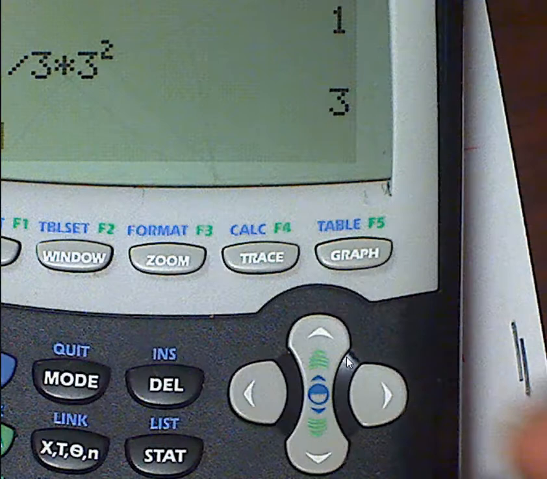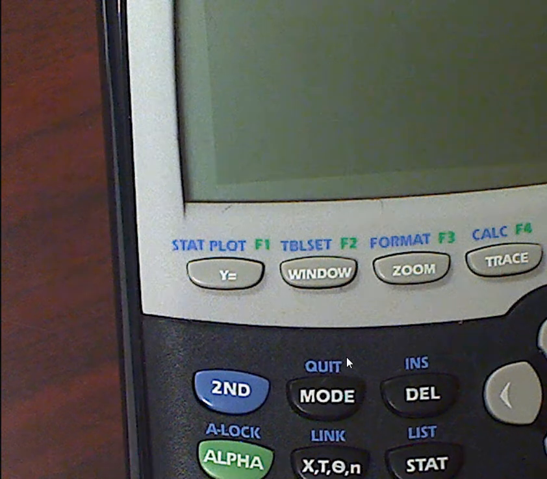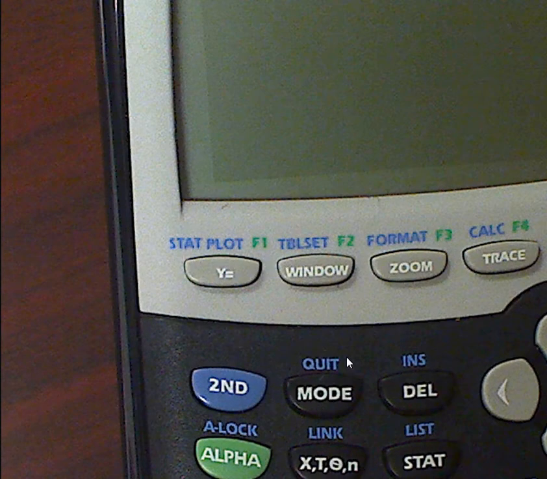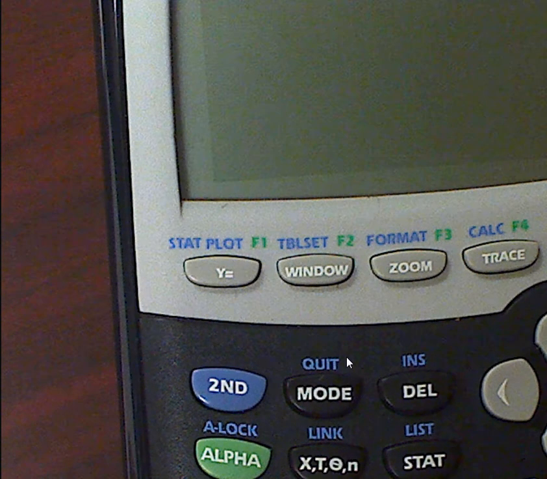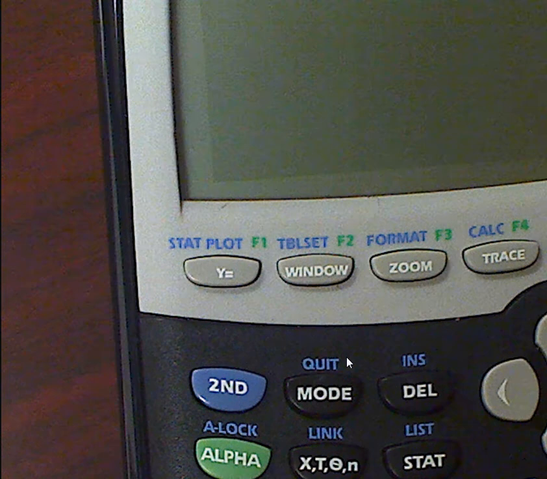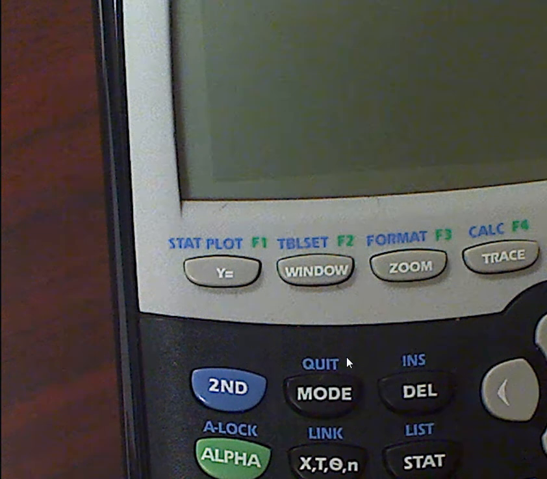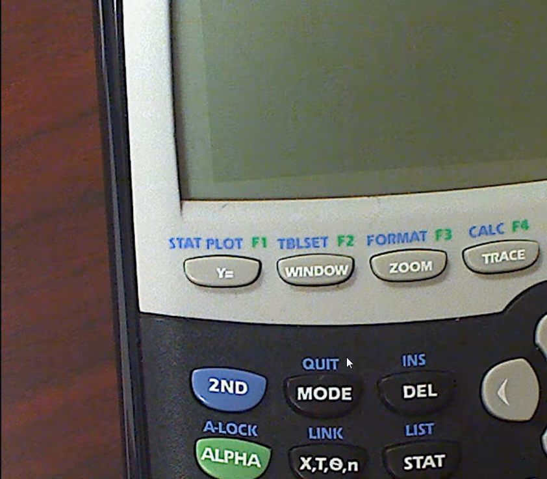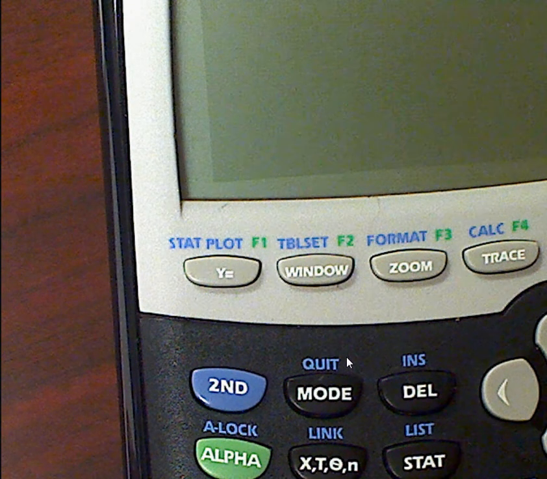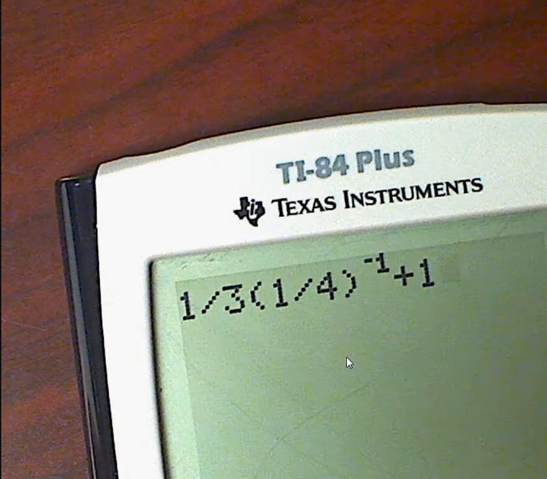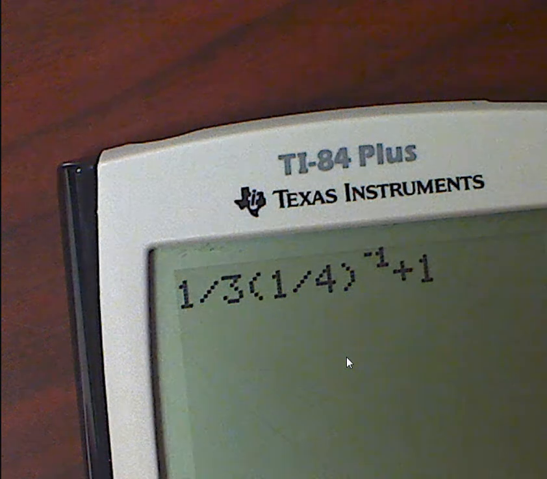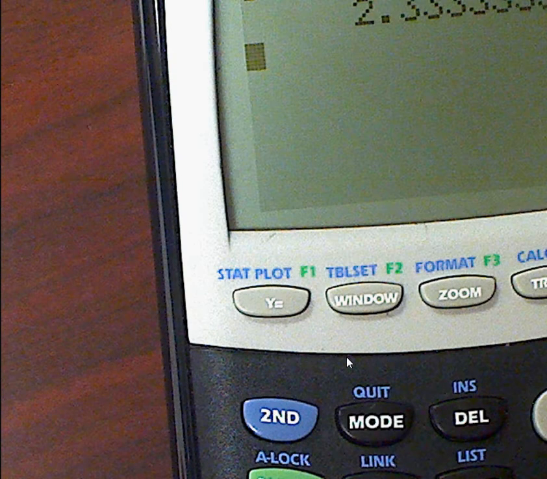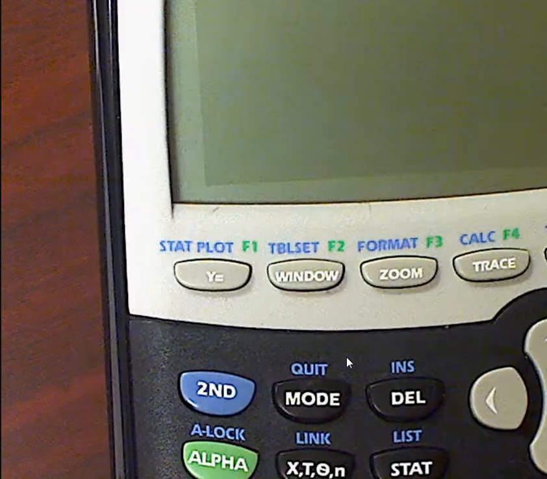Let's see what happens. So 1 divided by 3, I got parentheses, 1 divided by 4 raised to the negative 1. Oh, now you have to push the arrow button over to put the plus 1. Sorry. So that's what it looks like. And I get 2.33 repeating. If I plug in 0, let's see what happens.